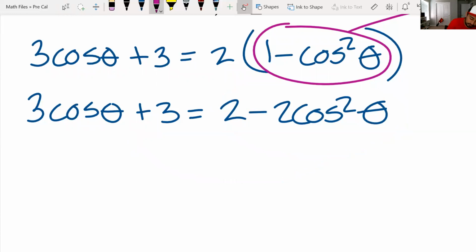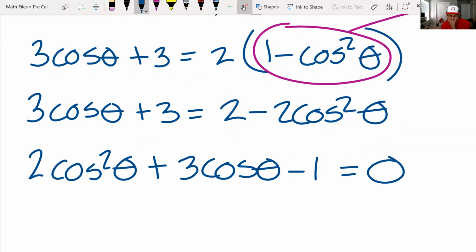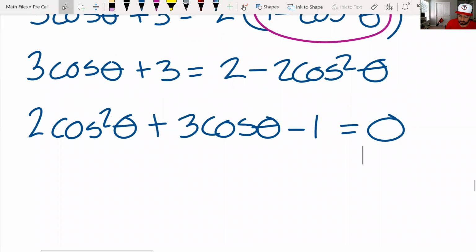Okay, so here I'm going to get 2 cosine squared theta plus 3 cosine theta minus 1 equal to 0. Right, over, subtract 2, good. And now does this factor? And that answer is yes. Let's see. That shouldn't be minus 1, that should be plus 1. Watch your signs. I subtracted the 2 from the 3, so I get a positive 1.